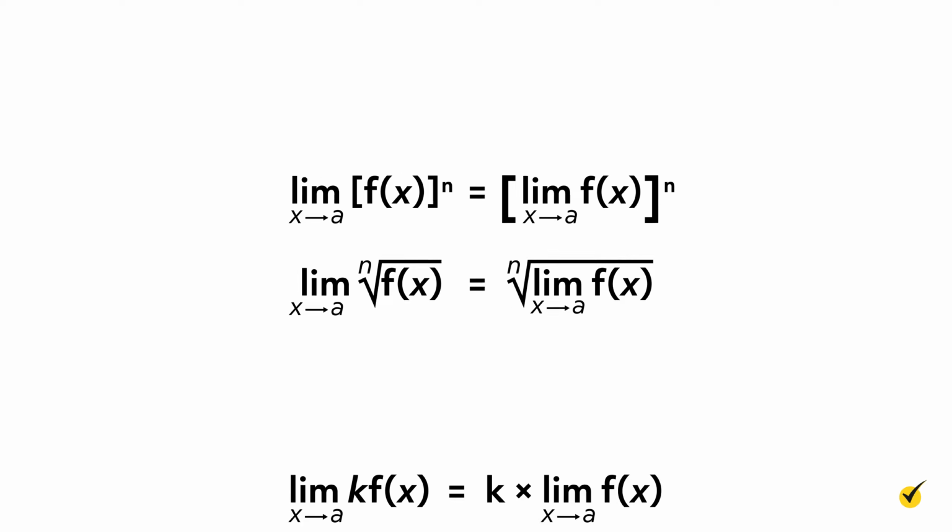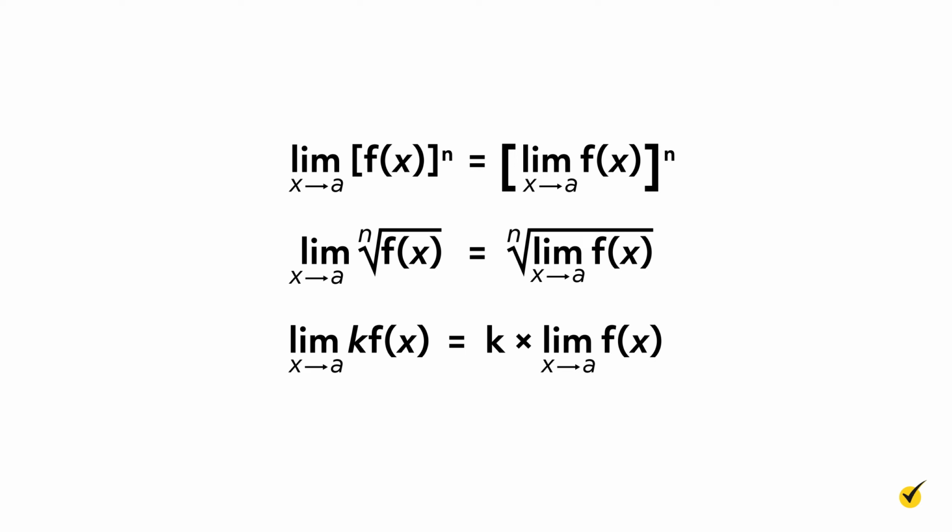Finally, we also have a scalar multiple property of limits. By this, we mean that the limit of a function multiplied by a scalar constant is equal to the constant times the limit of the function. The limit as x approaches a of k times f of x is equal to k times the limit as x approaches a of f of x.